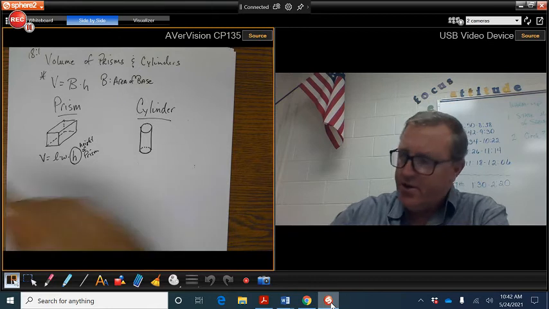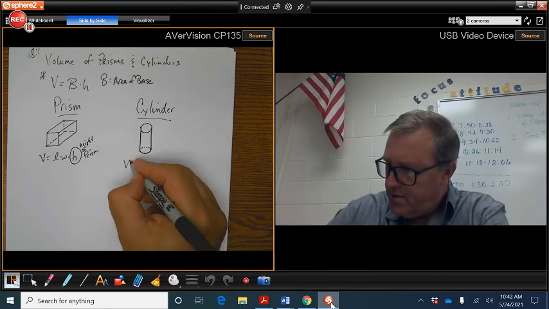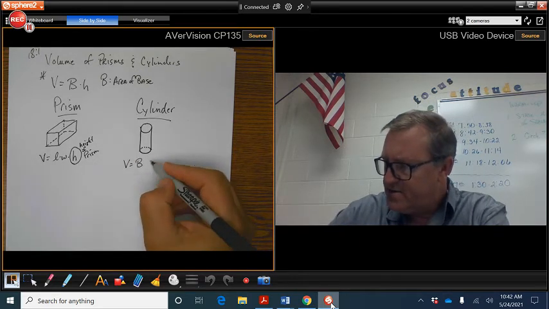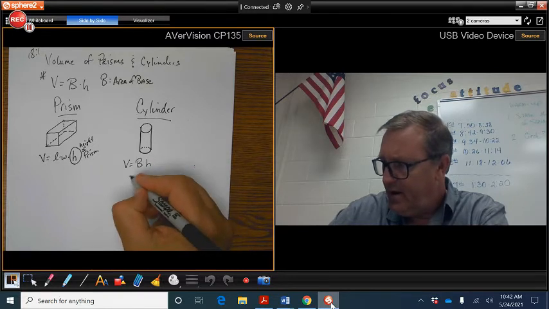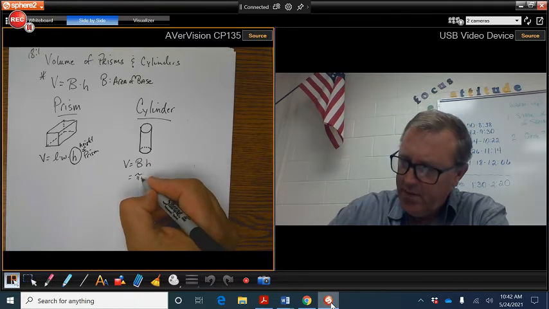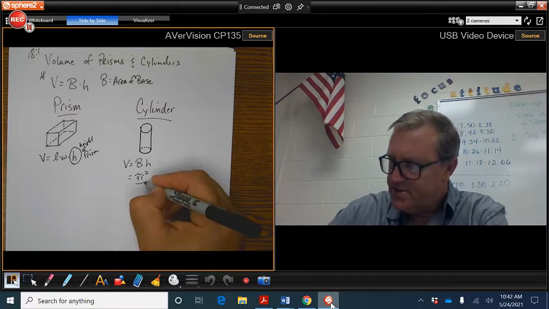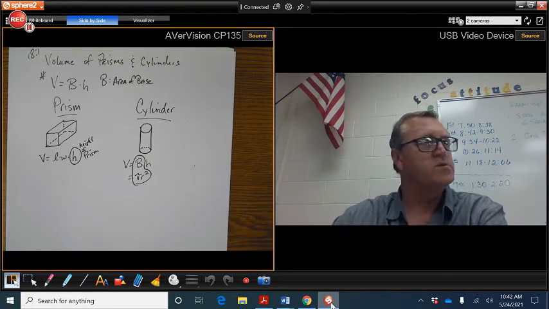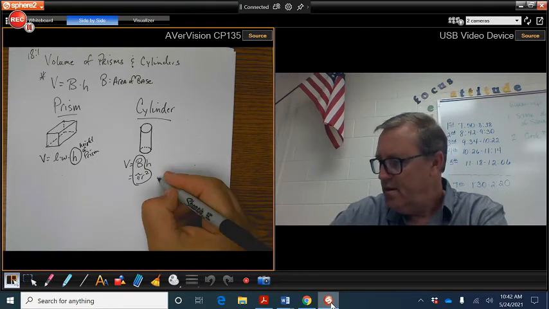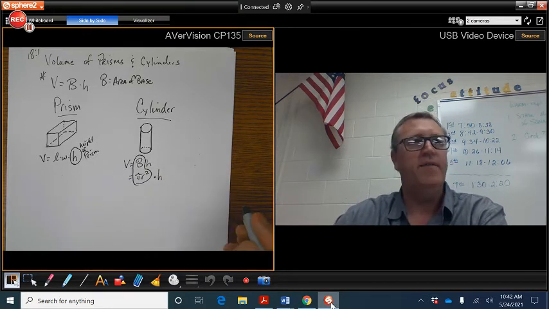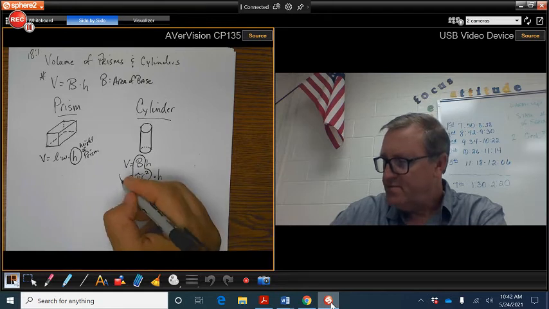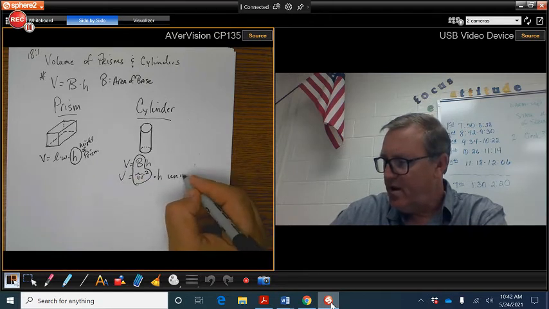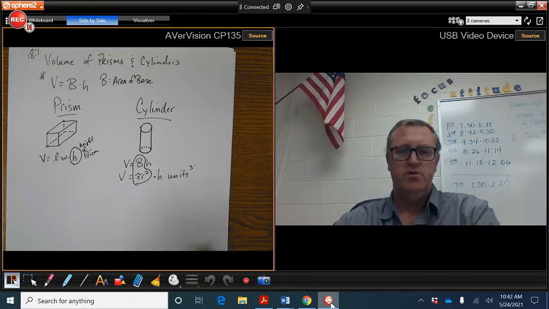A cylinder. What's the area of a circle again? Anybody? Pi r squared. So I just substitute the pi r squared in for the capital B and multiply that by the height. And so that's my volume. Now remember, whenever I do volume, I have to do units cubed.